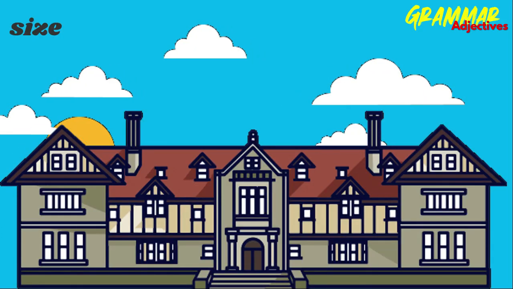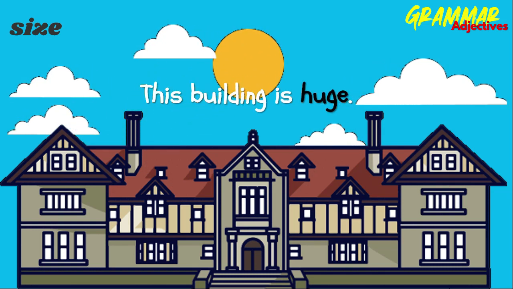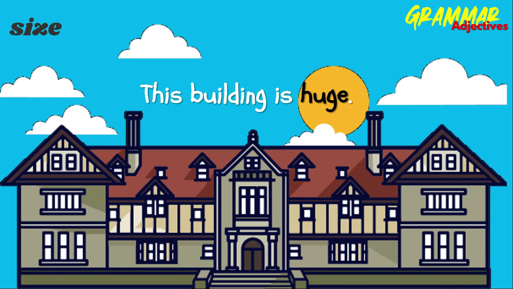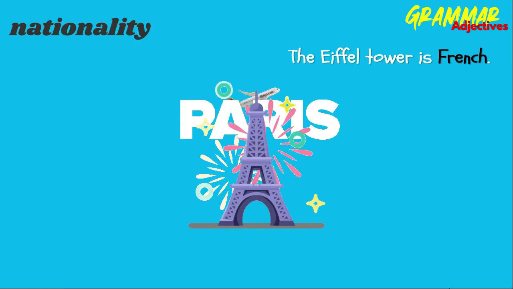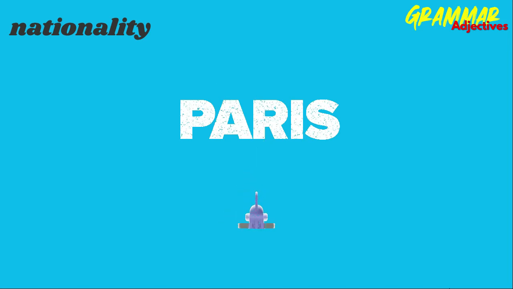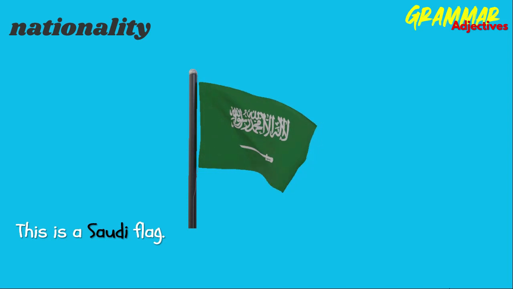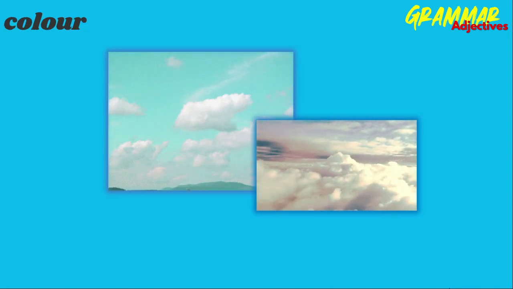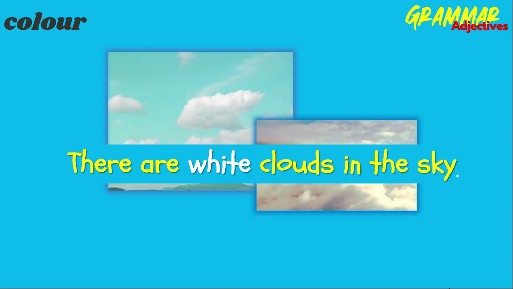Adjectives could mean size. Like here we say, this building is huge, massive. And also nationality. Like we would say, the Eiffel Tower is French. This is a Saudi flag. It could also mean color. We can say here, there are white clouds in the sky.